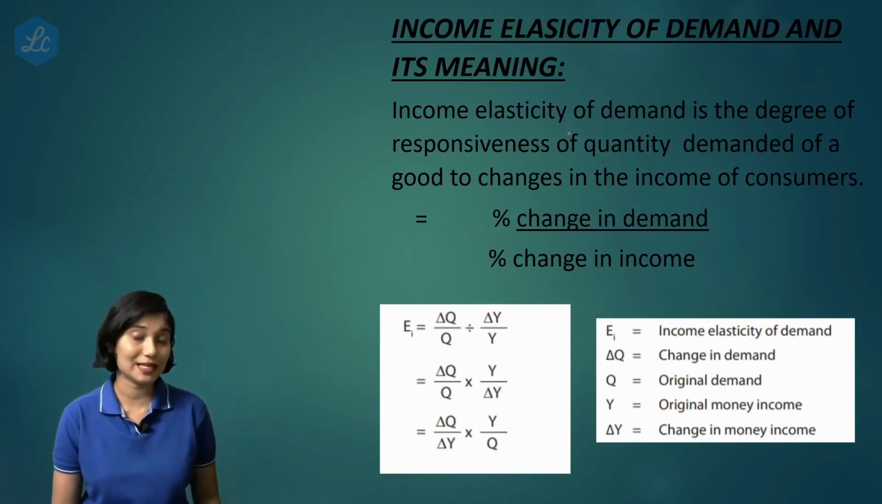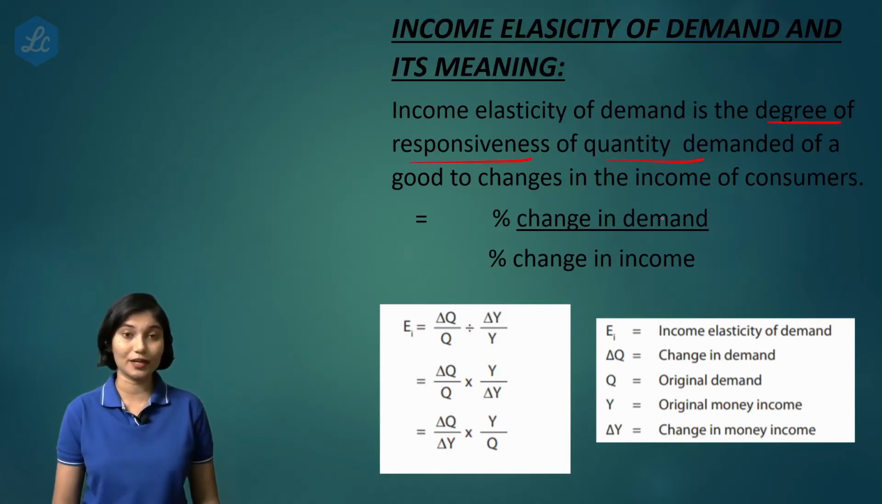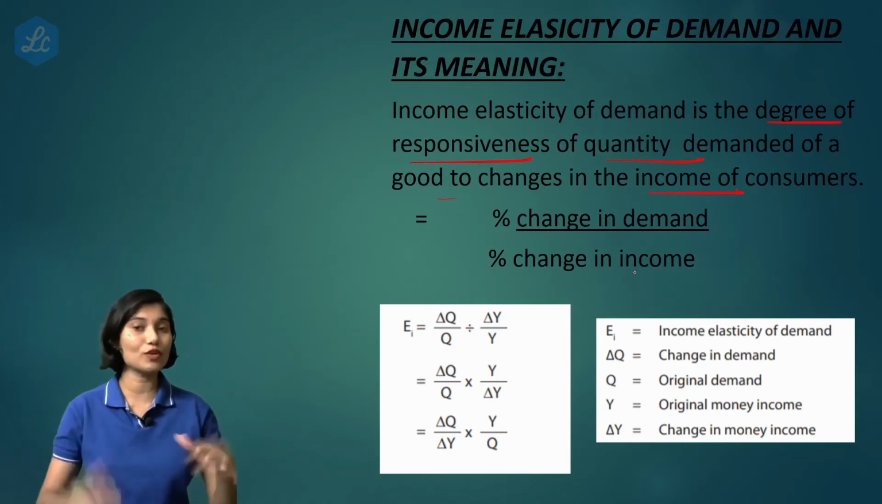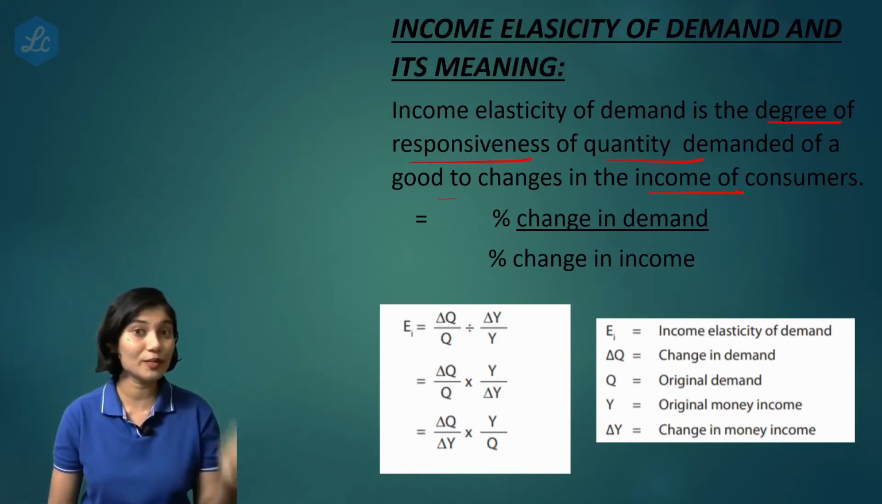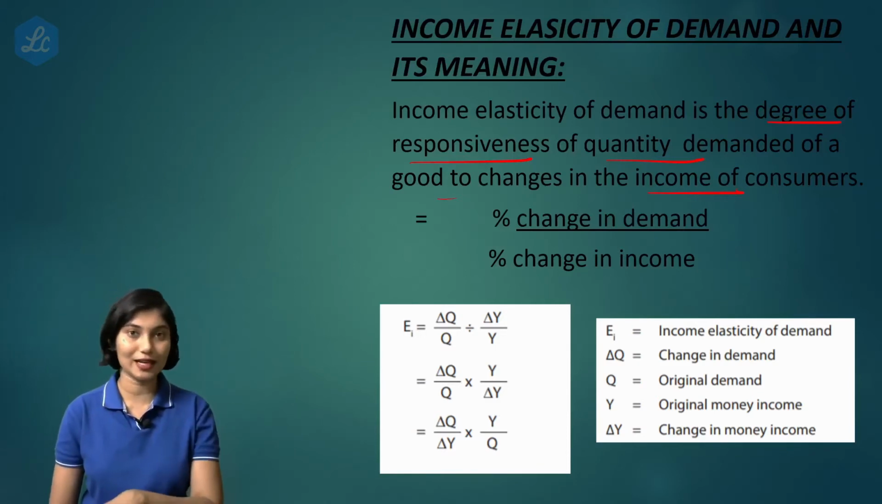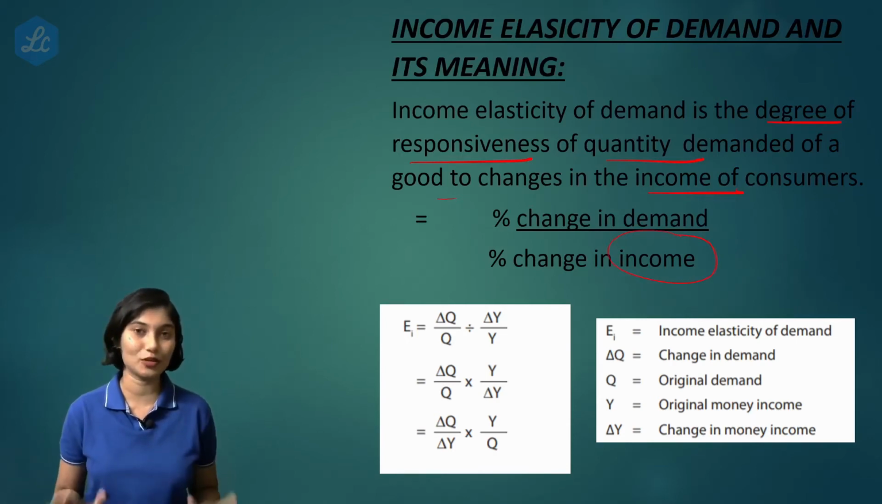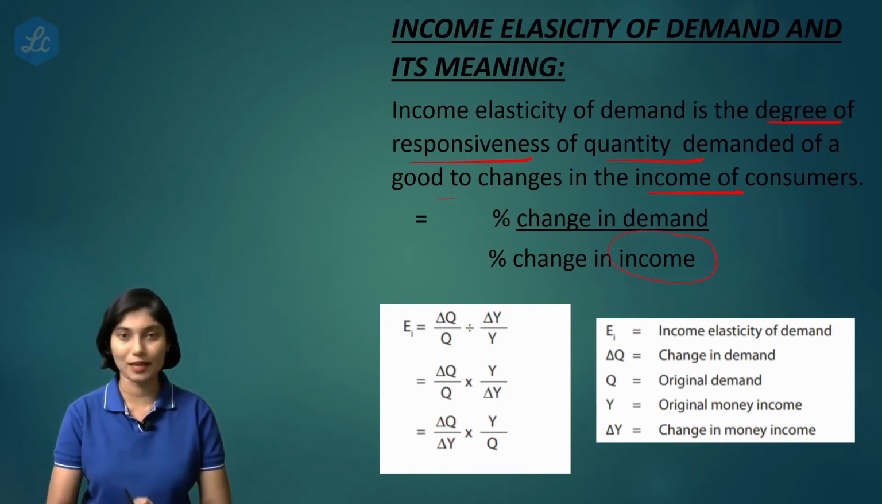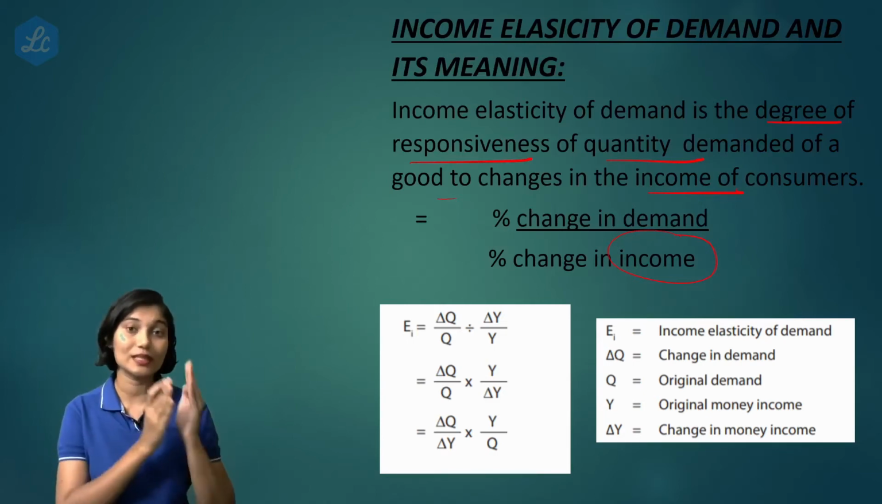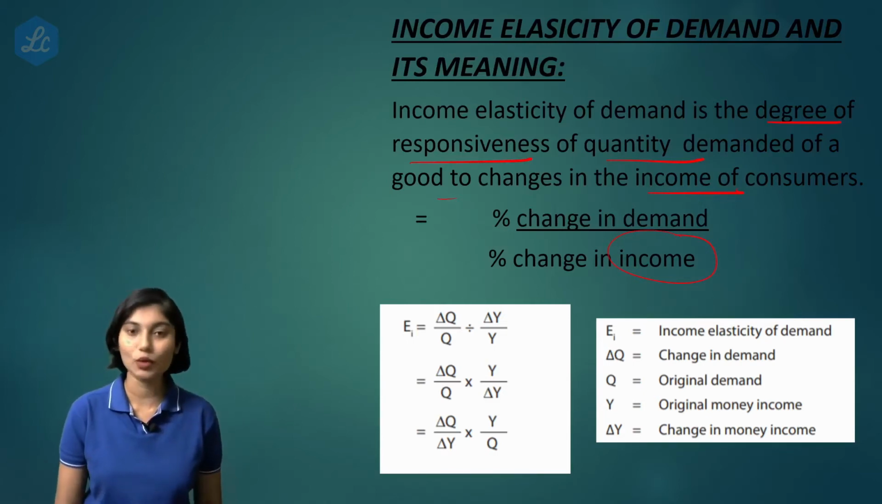Now, income elasticity of demand is the degree of responsiveness of quantity demanded of a good to the changes in the income of the consumers. Percentage change in demand divided by percentage change in income. What was the earlier formula? If you all remember, percentage change in demand divided by percentage change in price, right? Now that price has been replaced by income, that's all. It's that simple, okay? The formula otherwise is the same. You just have to replace price with income, that's all, okay?